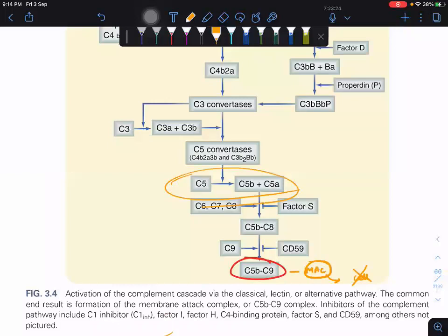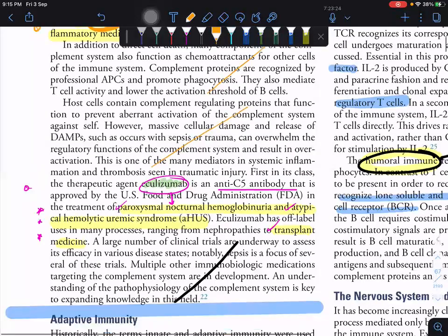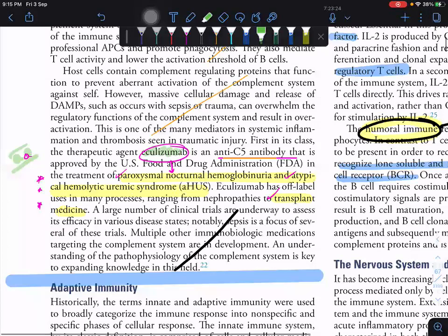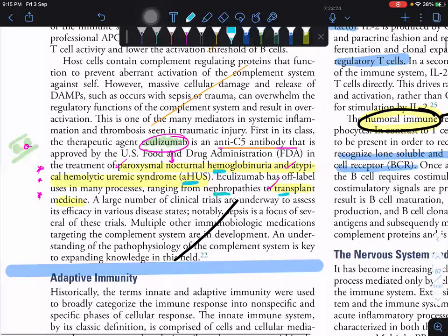So many drugs will inhibit this pathway. The one drug is called the anti-C5 antibody. That is eculizumab. This is an important MCQ. Eculizumab is an anti-C5 antibody already approved by the US FDA. It is mainly used in PNH and atypical hemolytic uremic syndrome. It is used off-label in neuropathies and transplant medicine. So on-label, FDA approved for PNH and aHUS, but used off-label in neuropathies and transplant. So eculizumab is very important. This is about the complement.